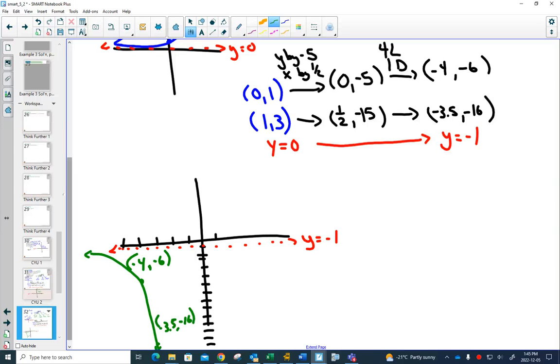So we could have introduced this as a parent graph in our transformations unit, but doing it this way gives us a good opportunity to review all of our transformations unit, which is going to be good for your exam, and introduce the exponential graph at a later time.